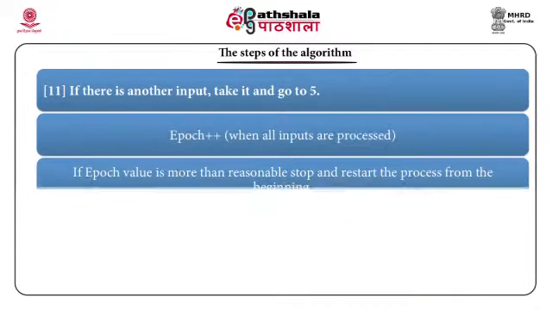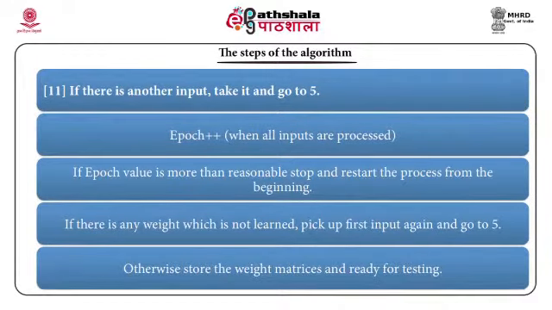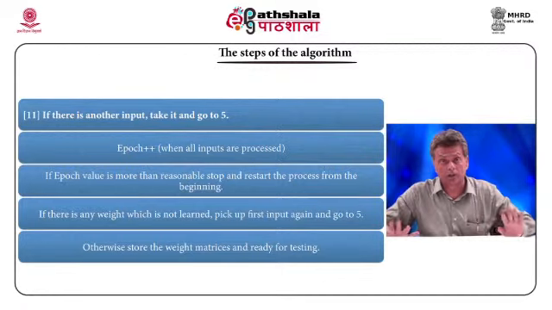Now this is something to be done for a single input. Once this input is done, you will try the next input and the next and the next and so on till all inputs are done. When all inputs are done, the weights are updated, and one epoch is said to be over. So the epoch value is incremented by 1. And if all units have learned everything, you stop.